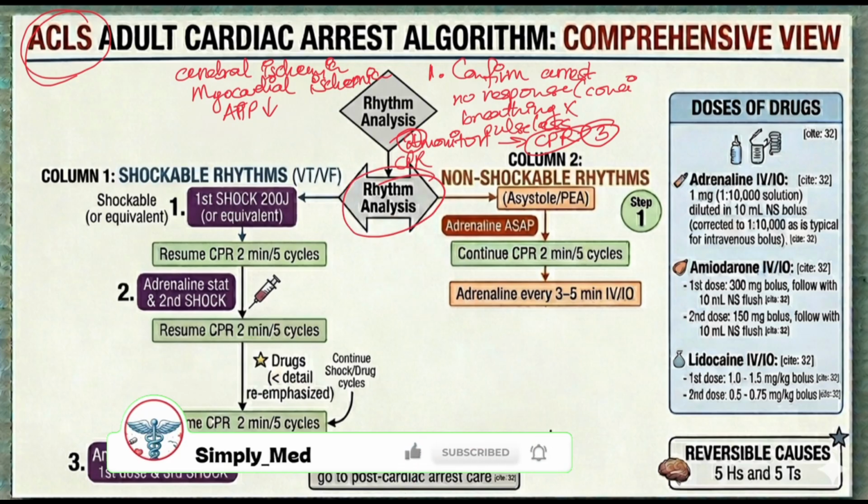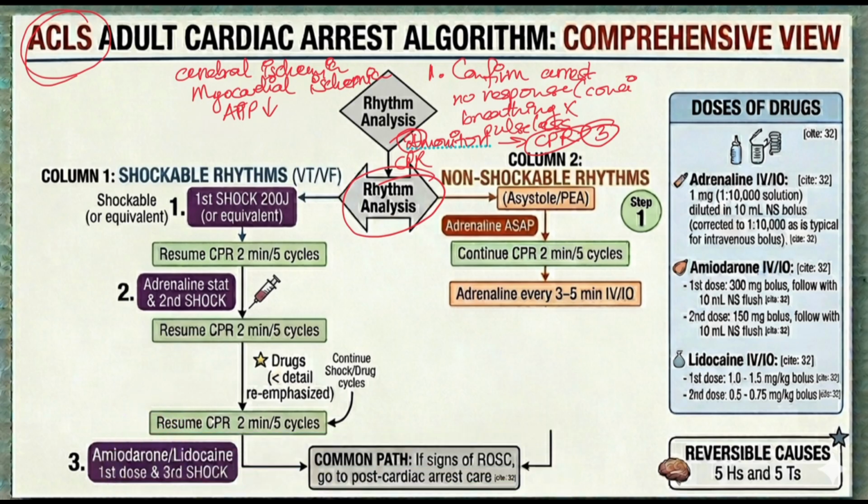Once the monitor is attached, the entire algorithm branches into two pathways. Now we're going to ask ourselves the first question: is the rhythm shockable? If the rhythm is shockable, we're going to follow this protocol. But if not, this is how we're going to proceed. So say the rhythm is shockable, that is, it's either VF or pulseless VT.